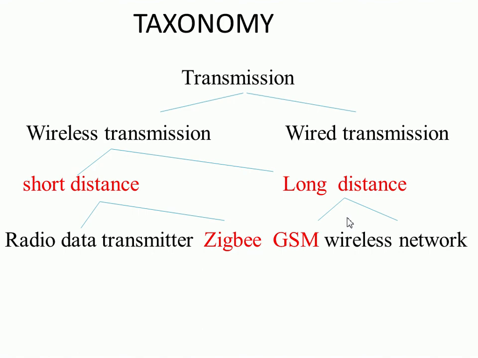Taxonomy: transmission, wireless transmission and wired transmission. Coming to wireless transmission, there is short distance and long distance. For short distance, we are using a Zigbee module, and for long distance, we are using a GSM module.